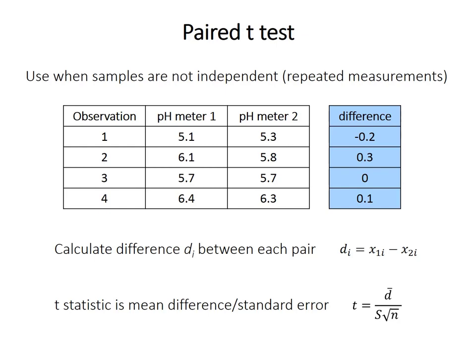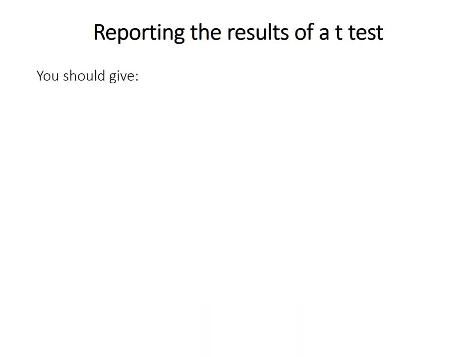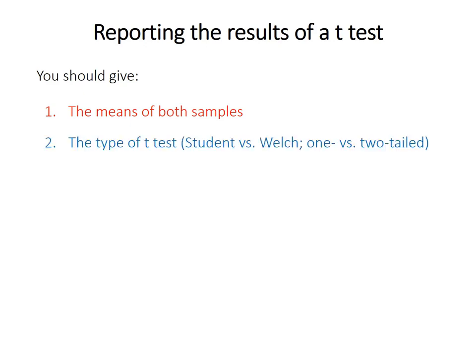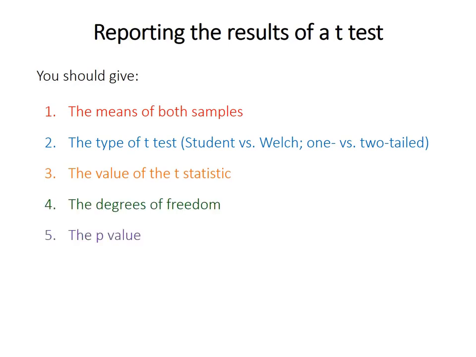After this point, the calculation of the p-value from this t-statistic works in the same way that it did with the standard test. So here's how you should report the results of a t-test when you're writing a results section, for example. You should give the means of both samples. You should give the type of t-test: Welch's t-test normally, one versus two-tailed. Is it a paired t-test? You should give the value of the t-statistic, the degrees of freedom, and the p-value.